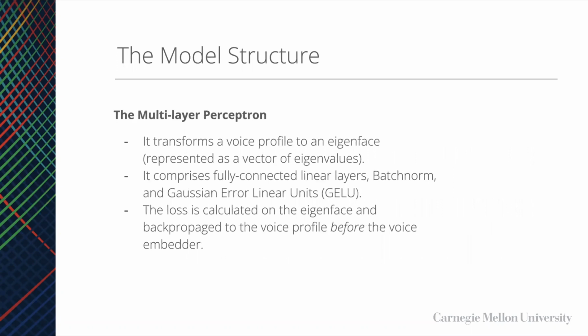The multilayer perceptron is the most essential component in the whole model. It transforms the voice profile to the eigenface, and it comprises fully connected linear layers, batch norms, and Gaussian error linear units. When it comes to backpropagation, the loss is calculated on the eigenface and backpropagated from the voice profile to the voice embedder.